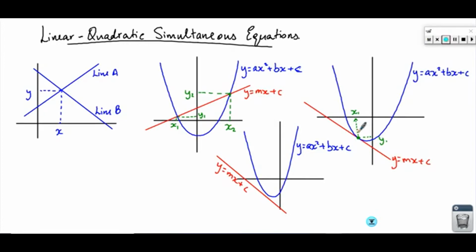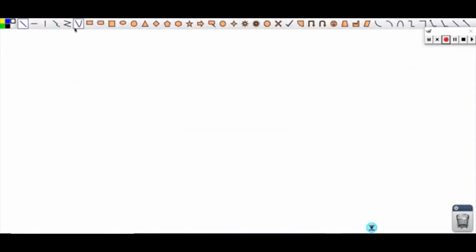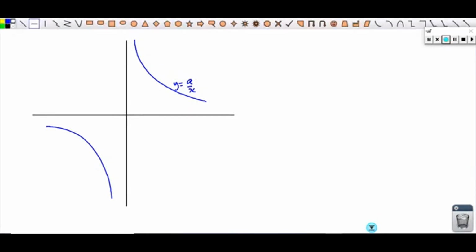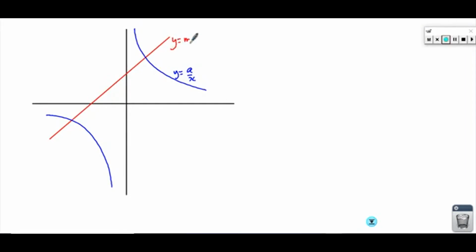Of course, when we say linear quadratic, I also mean when one of the equations, not the straight line one, but the other one, can be an inverse curve. So we might have something similar to this. I have the curve y equals a on x, and there is a line y equals mx plus c. Again, this line met the curve at two distinct points, one for x and one for y, another one for x, another one for y. So in this case, we shall have two different answers for x and two different answers for y.